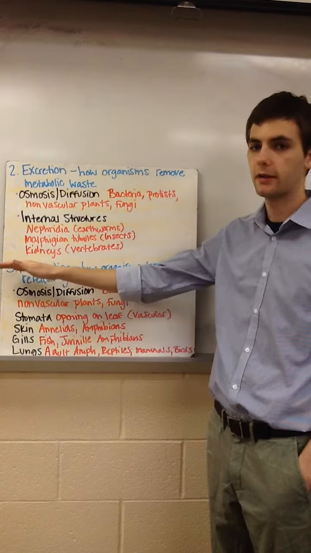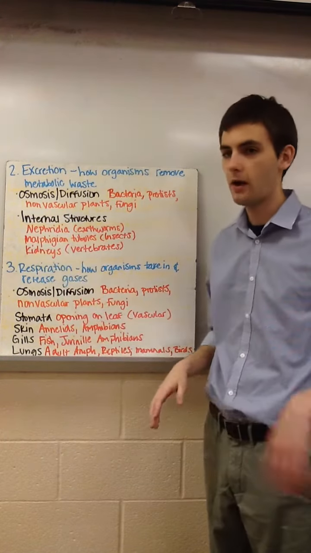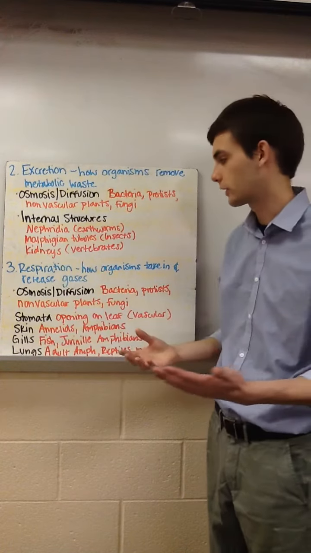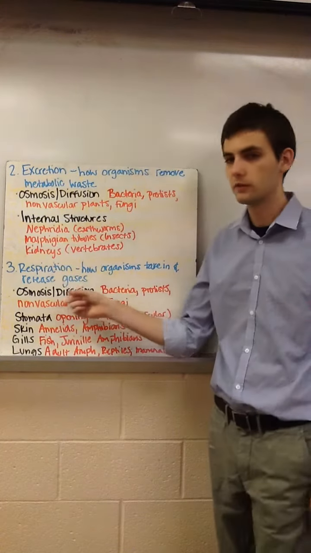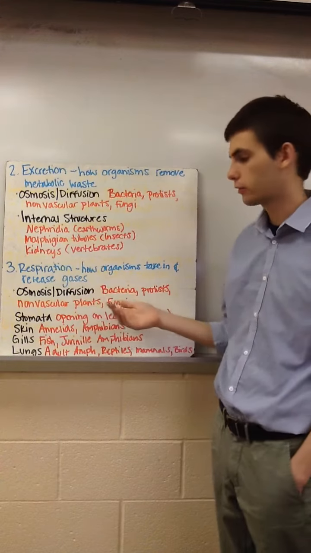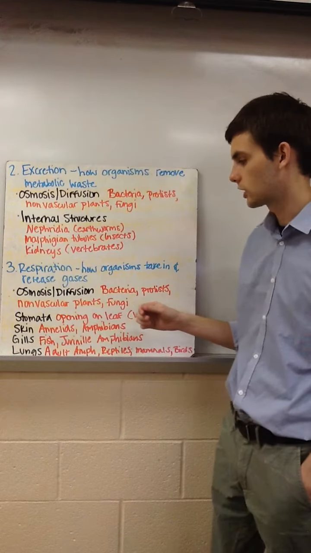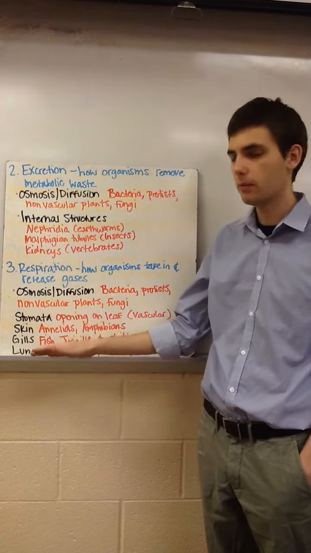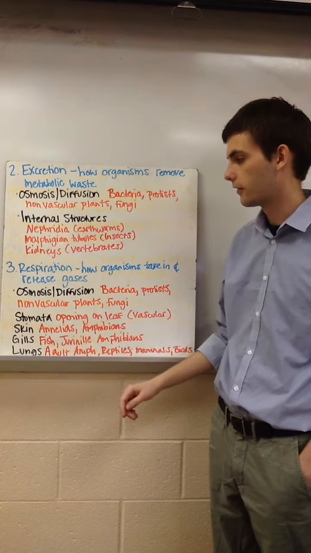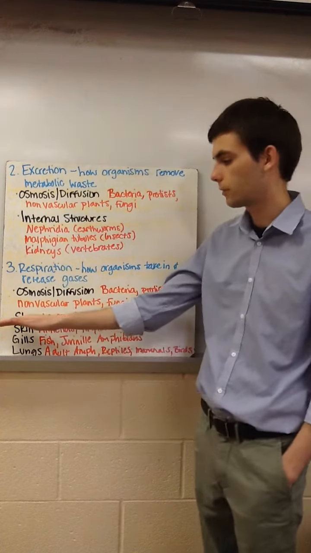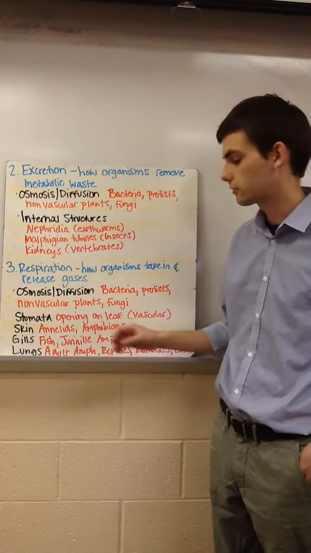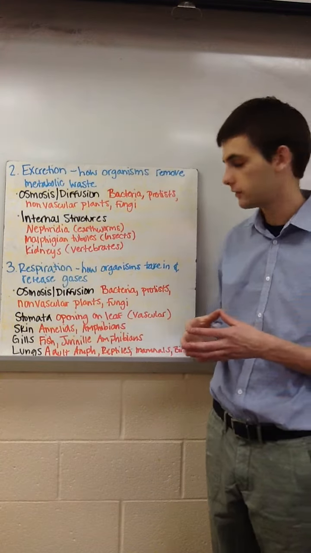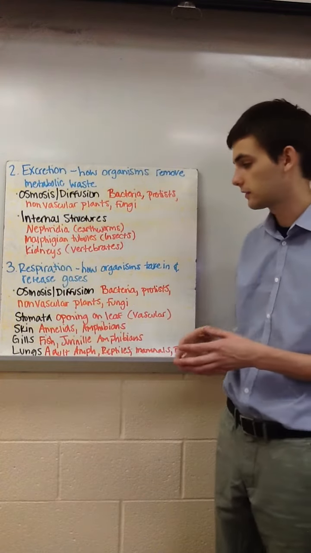The third main process is respiration, and this is how organisms are going to release their gases. Osmosis and diffusion would be like your bacteria and protists, non-vascular plants and fungi. And there are a couple of adaptations for respiration. The first are what we call stomata, and these are small openings on leaves in vascular plants.